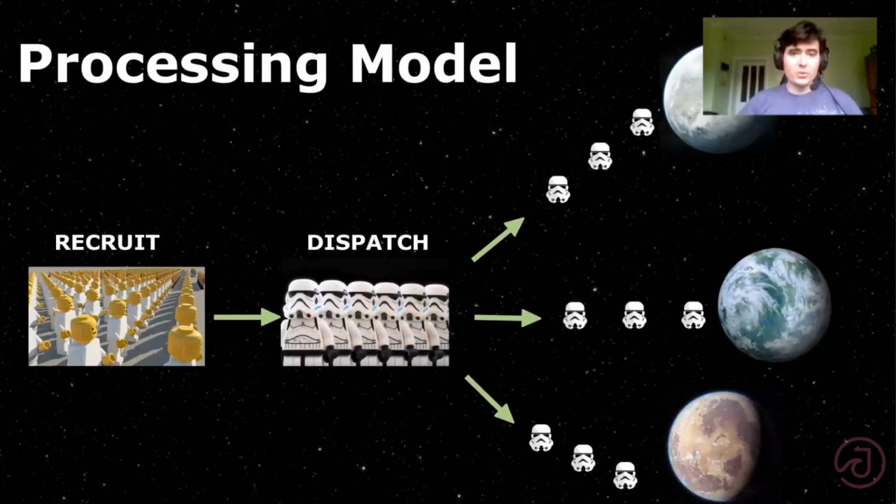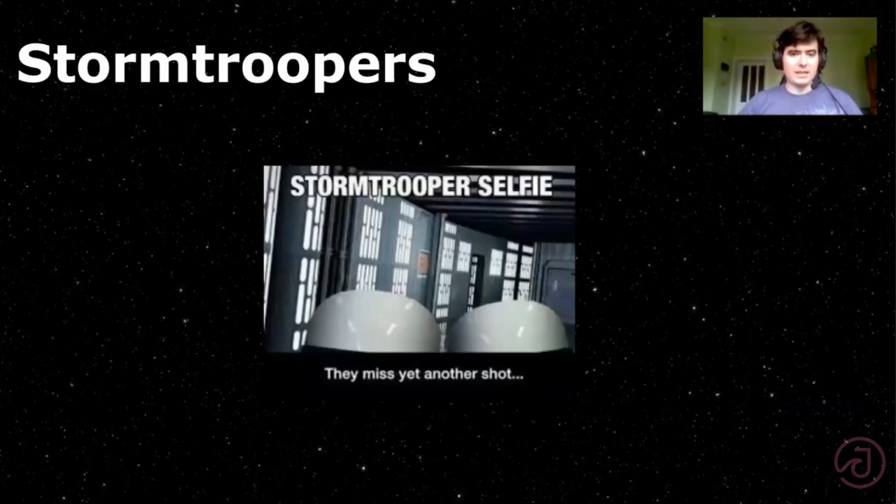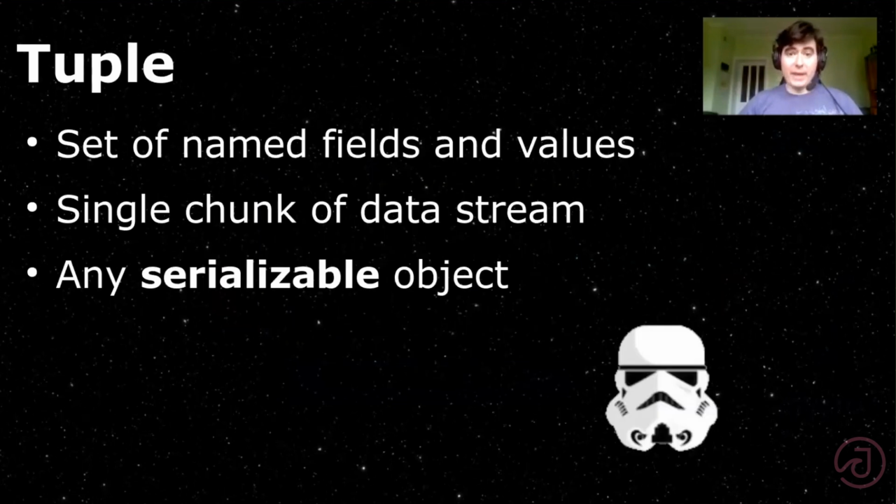While explaining the processing model, I will build an app that will recruit Stormtroopers and dispatch them on different planets. That will be our idea. And I will try to find some spies inside the Stormtroopers' army. So for your information, Stormtroopers are Imperial soldiers in Star Wars, and they are legendary for missing their targets. I don't know if they ever hit any rebel, and I will use this idea throughout my presentation and in my code. So getting back to a tuple.